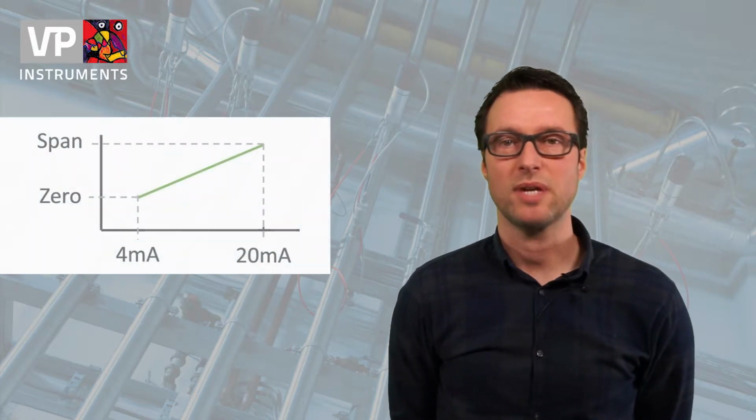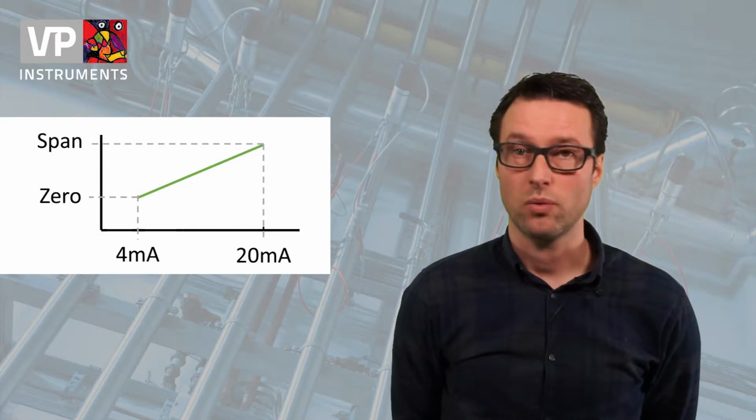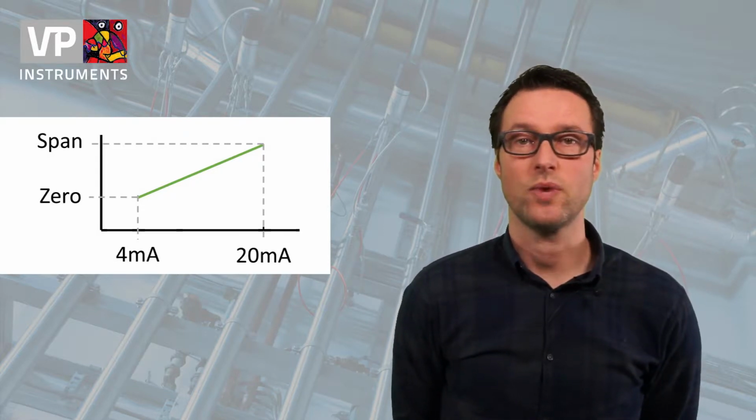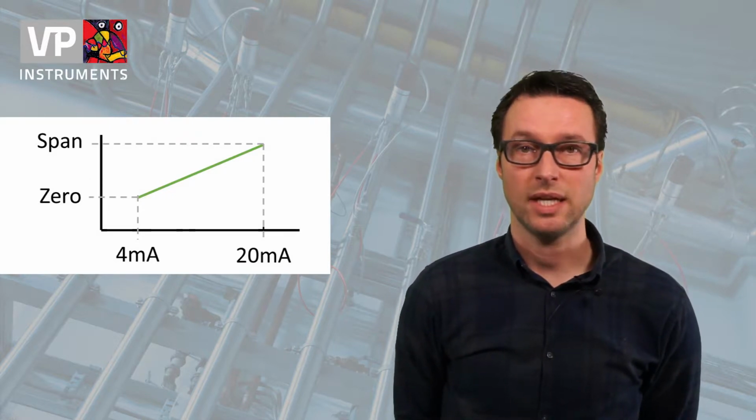Let's talk about the range. 4 to 20 milliamp. 4 representing the 0, meaning the lowest end of the range. 20 milliamp representing the span, meaning the highest end of the range. You can also change the setting of the range to your liking. If you set the range smaller, you will get a higher resolution on the total 4 to 20 milliamp scale.